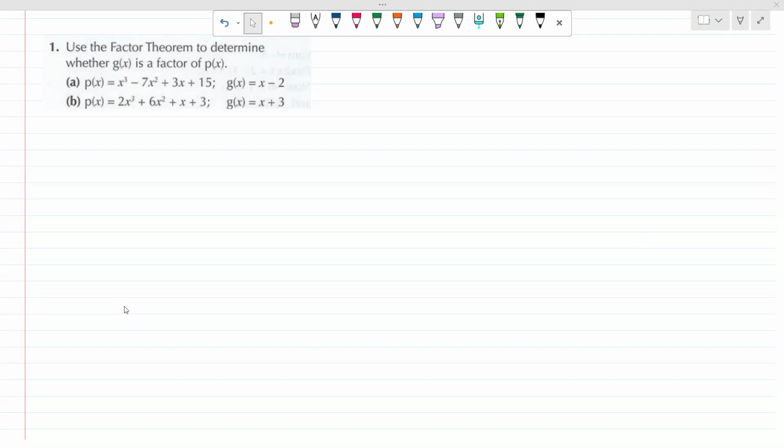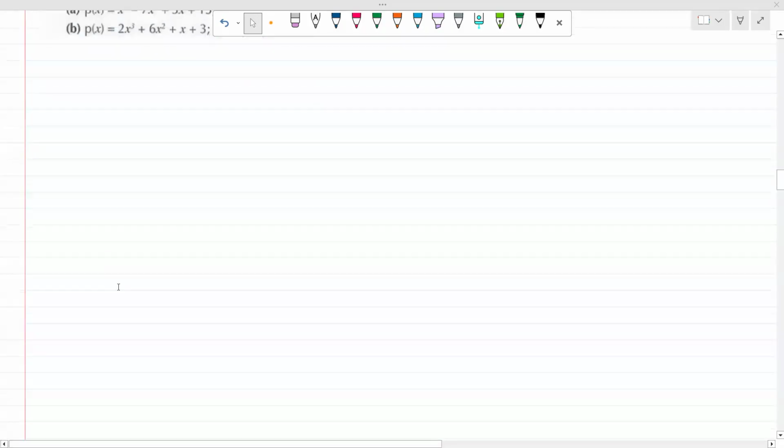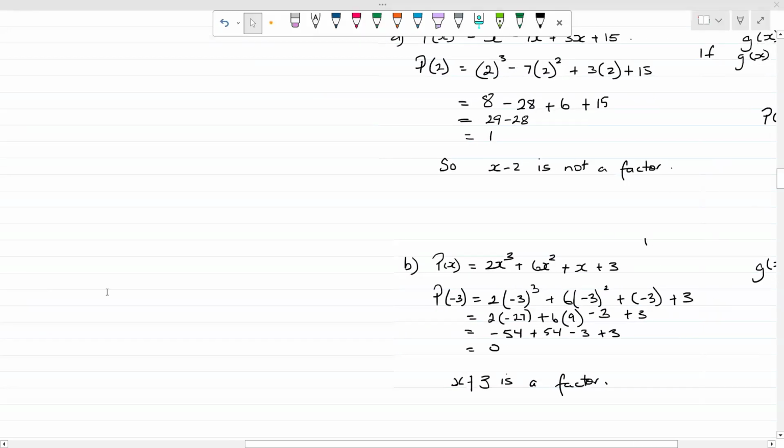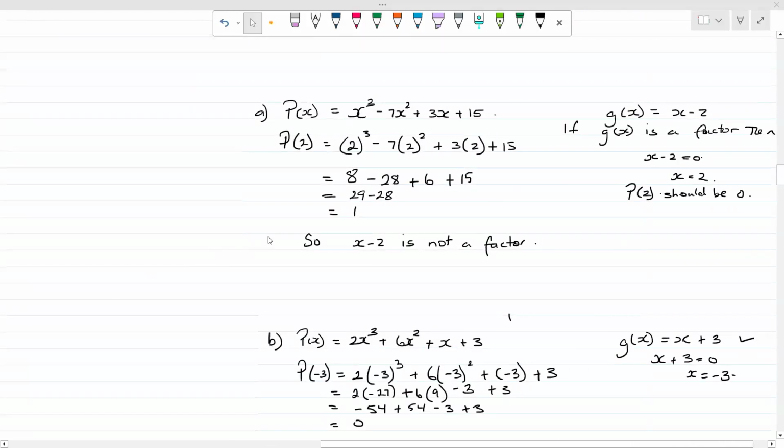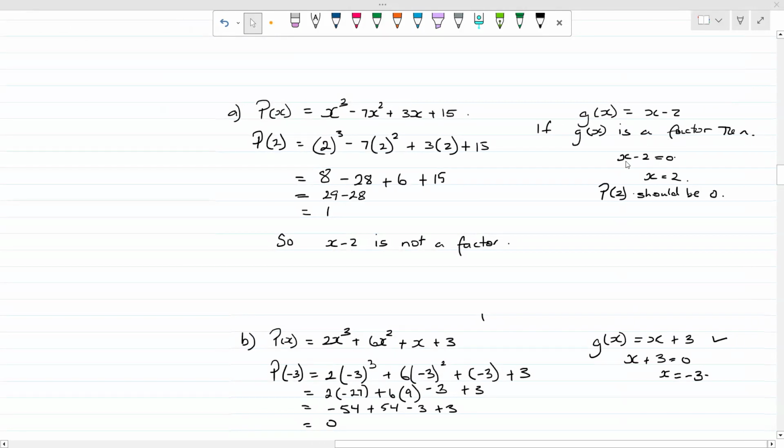We want to determine whether g of x is a factor of p of x. So what's supposed to happen is that if we were to substitute our value of 2 here, right? So g of x is given as x minus 2. If g of x is a factor, then when we rewrite this as x minus 2 is equal to 0, and we put x to be 2 inside of our function here, p of x, then p of 2 should be 0. So we need to test to see if that's the case. So for p of 2, I'm getting a remainder of 1. So that means that x minus 2 is not a factor.